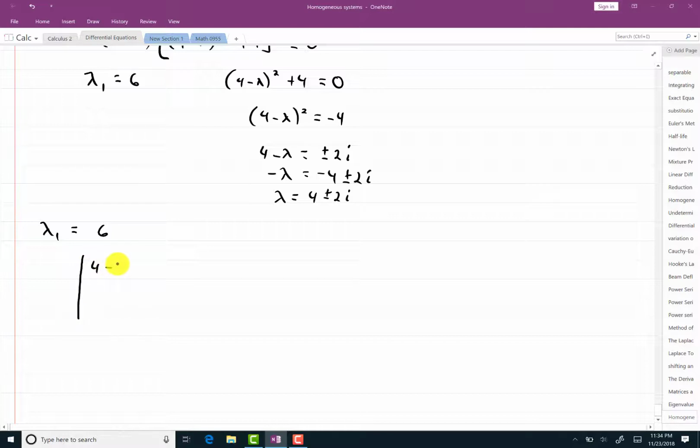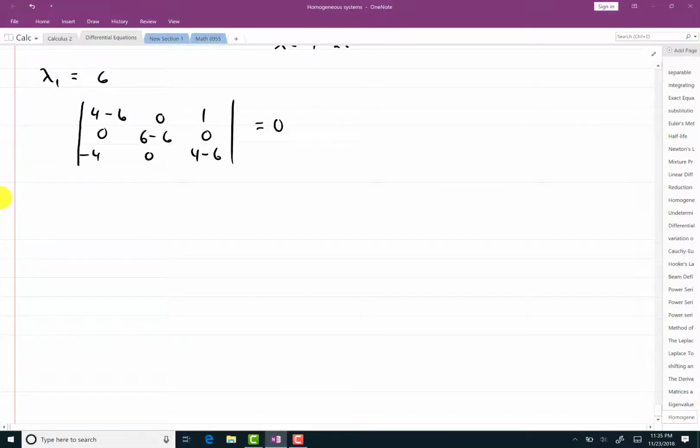Here we're going to get 4 minus 6, 0, 1, 0, 6 minus 6, 0, and then negative 4, 0, 4 minus 6, and we're setting that equal to 0. So I end up with negative 2, 0, 1. The second row is simple, 0, 0, 0. The third row will get negative 4, 0, negative 2.